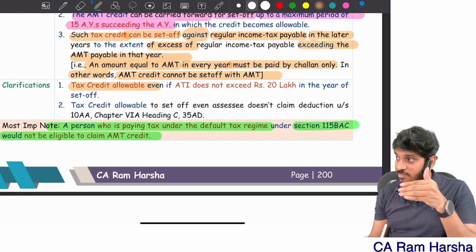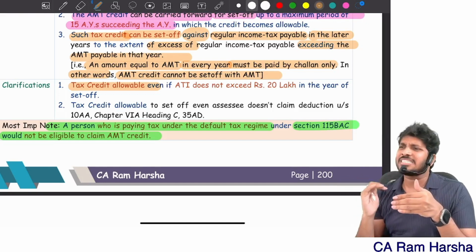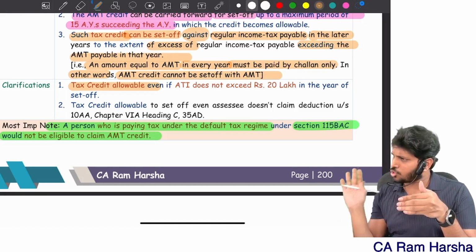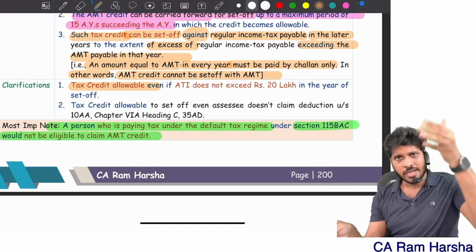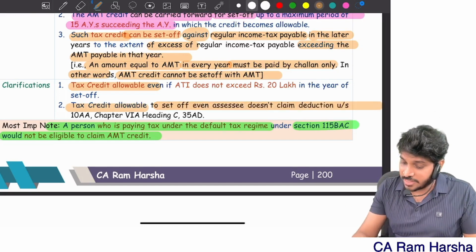Now, sir, tax credit, can I even set off? Suppose I have a brought forward tax credit, sir. This year my adjusted total income is less than 20 lakh. AMT itself does not apply. Still doesn't matter. This year you have a regular income tax liability? Yes. AMT is not there. It's okay, no problem. Regular income tax is there, right? AMT credit is there. Set off. Yes or no? Tax credit is allowed even if the AMT is not applicable.